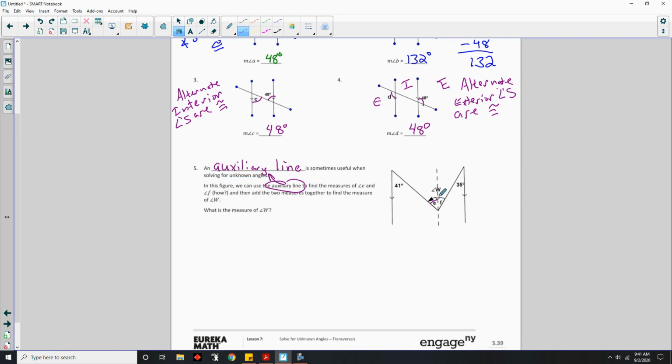So here's the measure of angle E and angle F, which is here. Because then we can add the two measures together to find the measure of W, which is the whole thing out here. Okay, so angle E plus angle F will equal the whole thing. Two parts form a whole.